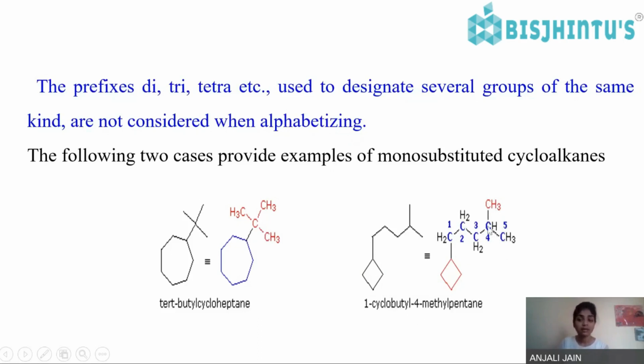If you ask why we didn't give this the 5th position, the thing will remain the same, because then this will be the methyl substitution at the 4th position. So this will become the same if you give the 5th position to the methyl group. So 4-methyl pentane will be there. So this structure will be 1-cyclobutyl 4-methyl pentane.